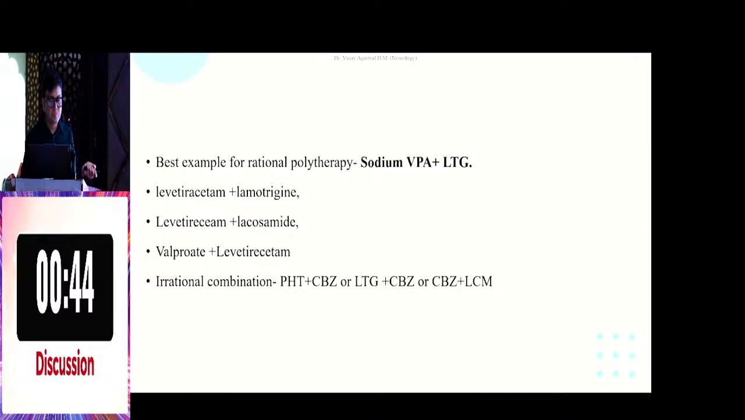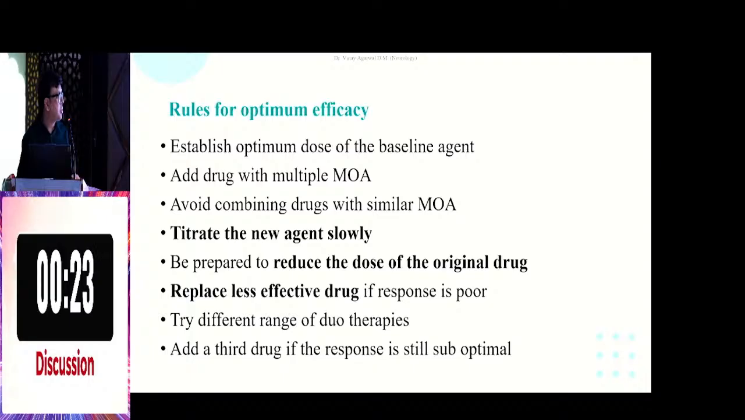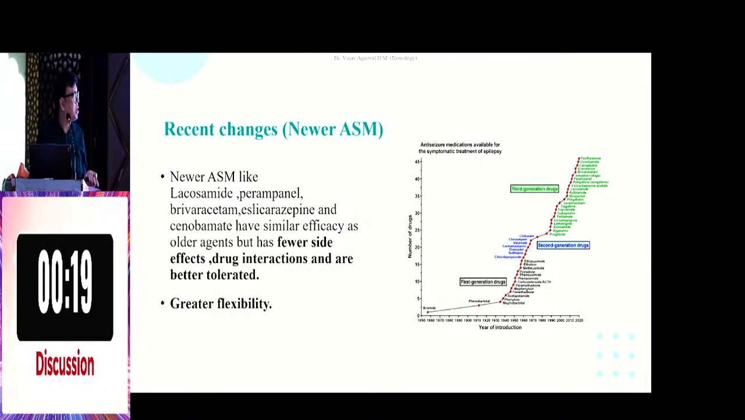The best example of rational polytherapy is sodium valproate plus lamotrigine. In modern day, this is the best combination for polytherapy. Others are levetiracetam with lamotrigine, lacosamide, or valproate. But you should never use phenytoin and carbamazepine together, as we have seen, or drugs from the same group. The rules for optimal efficacy, already discussed, are: different mechanism, superadditive effect, infradditive side effect.